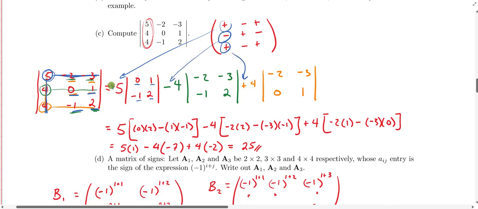Notice that all 3 of these signs, the plus, the minus, and the plus, are independent. They have nothing to do with the signs on the entries of the matrix themselves. So if this had been a minus sign, I would have a -4 here, for instance.